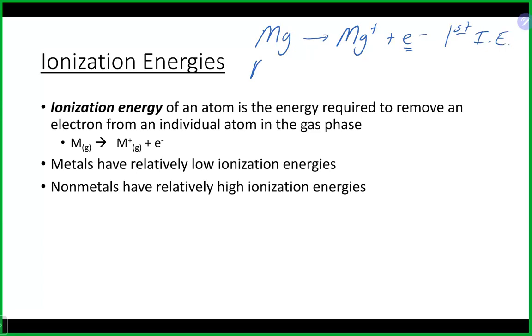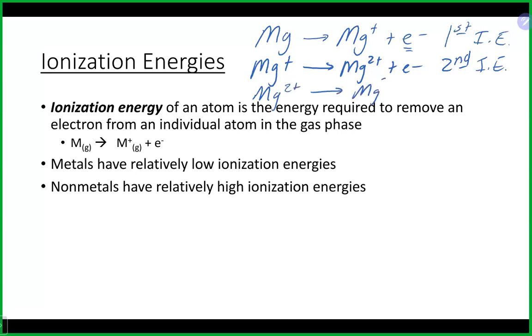The next thing that would happen is this guy that has a +1 charge will drop off another electron. And that is known creatively as the second ionization energy, required to remove the second electron. Then maybe it wants to do another one here. So it's +2, becomes a +3. That would be the third ionization energy, right? Do you think it gets easier or harder to remove electrons after you've already started removing one? Does it get easier or harder?